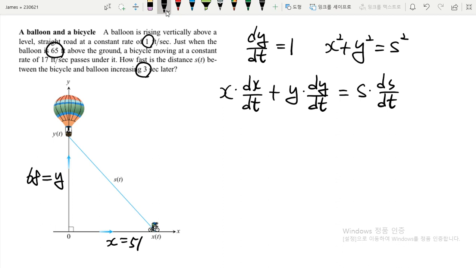Okay, now I see. Because 68 is 17 times 4 and 51 is 17 times 3, that means s will be 17 times 5. So 85.